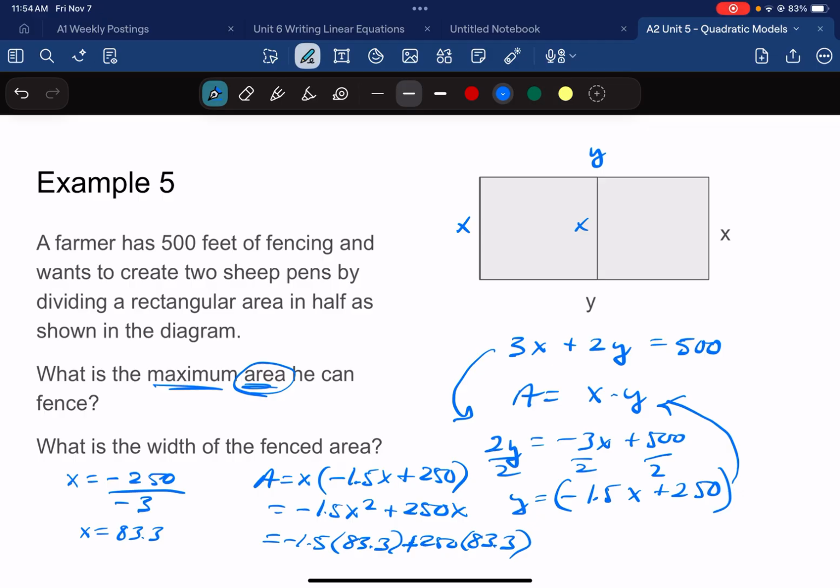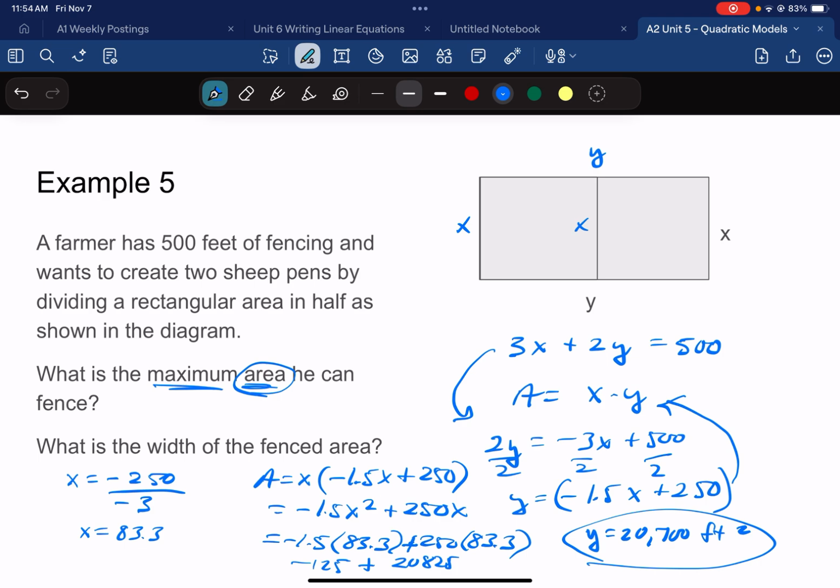Okay? So 83.3 times 1.5, that's roughly 125, negative, and then plus 250 times 83.3 is 20,825. And I'm going to subtract 125 from that, and that gives me my max area. So the maximum area is 20,700 feet squared.